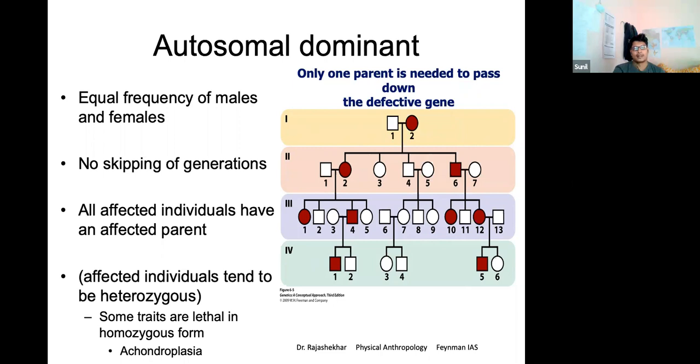Sir, one thing. Hello? Yes, go ahead. Sir, if it is a dominant trait, then why didn't four have it? Good question. So think about it.